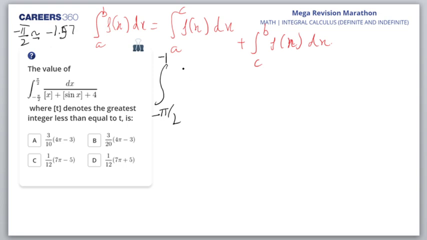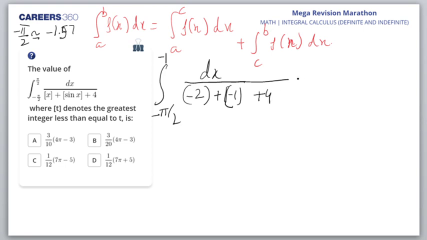Okay, now what would be the greatest integer of x in this integral? Between minus 1.57 to minus 1, it would become minus 2, isn't that right? And greatest integer of sin x. Now minus pi by 2 to minus 1, sin x would be lying between minus 1 and 0. So the greatest integer would be minus 1 itself. Okay, and 4 would remain as 4. This is the first integral I am getting.